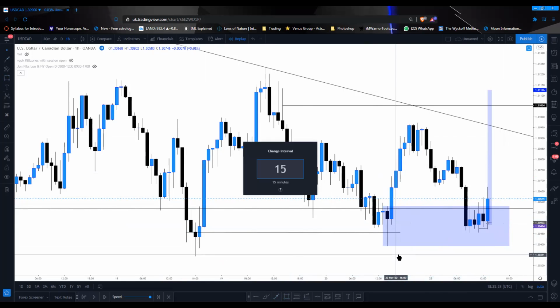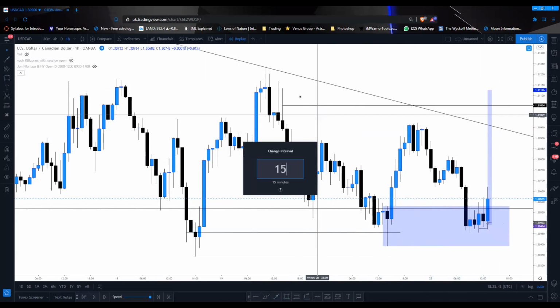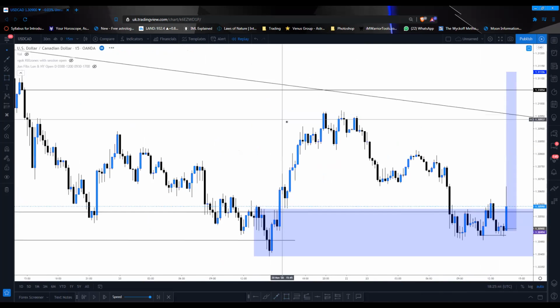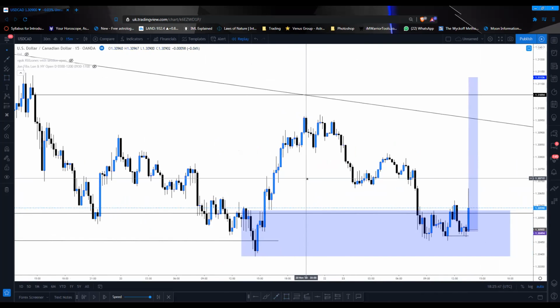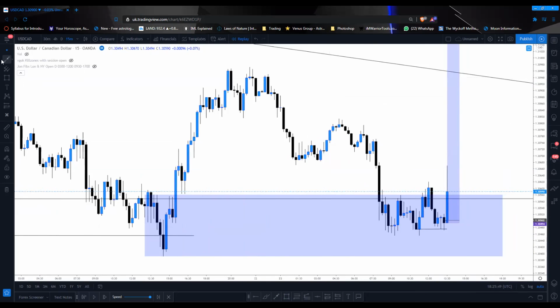No, we want to see higher probability. We want to see more confirmations. Now, if we actually look at the 15-minute, what can we start to see? On the 15-minute, we can start to see a couple things.